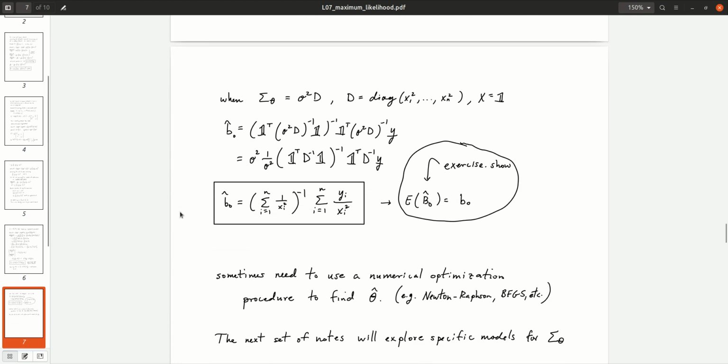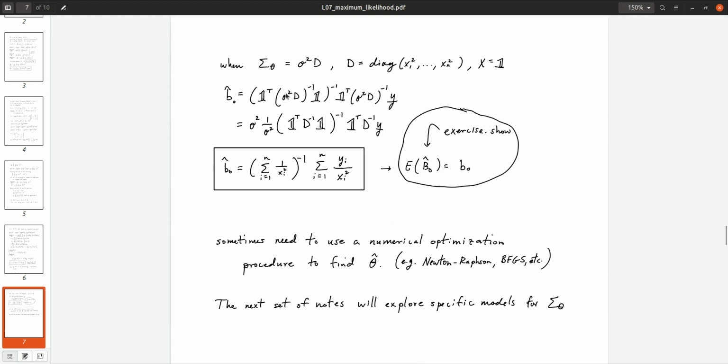All right, now let's go back to that example where the covariance matrix was sigma squared times a diagonal matrix, where this diagonal matrix is diag of x1 squared up to xn squared. So this is the situation where the variances were different for each observation, and they depend on some covariate x1 to xn. And then we're going to make the other simple assumption that x, the design matrix, is just a column of ones. So this is the exact same example we saw before.